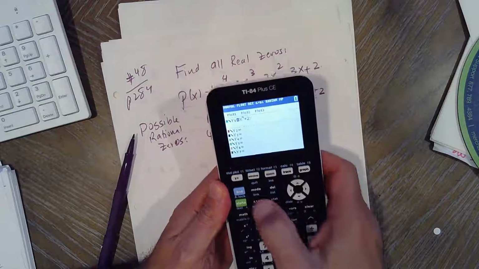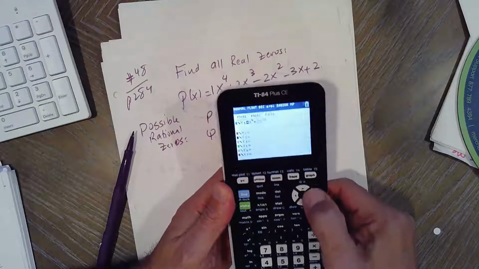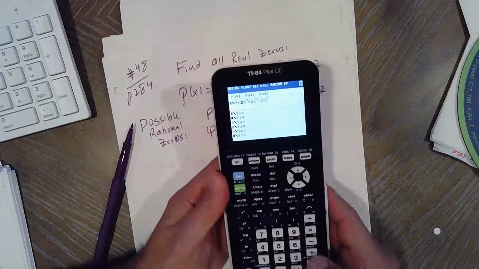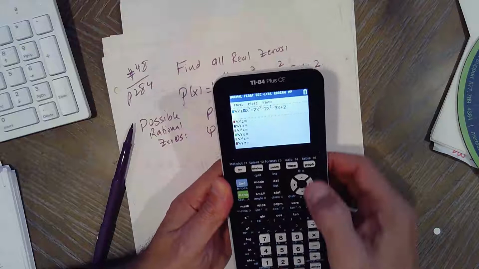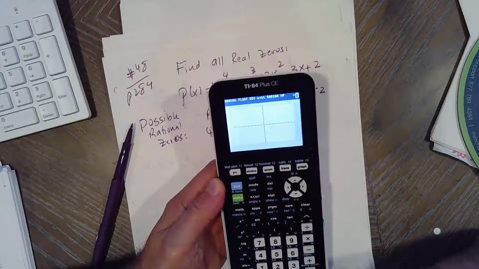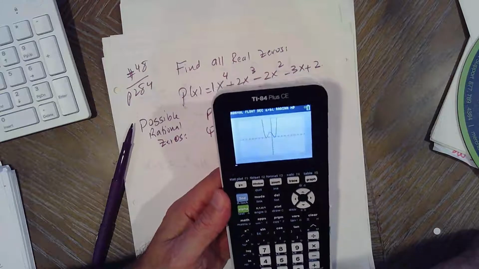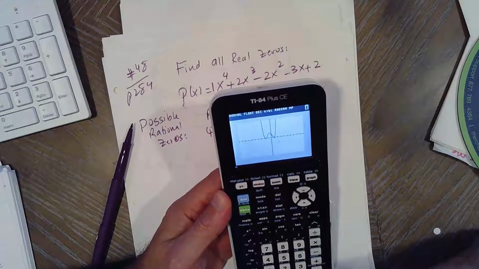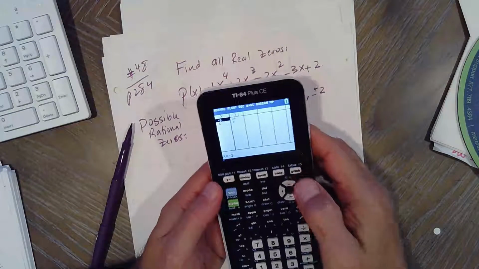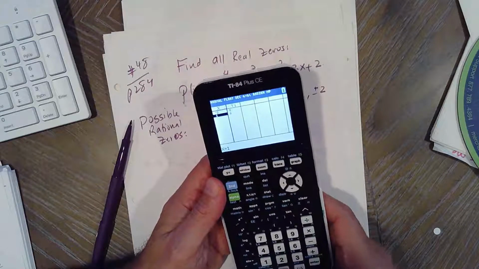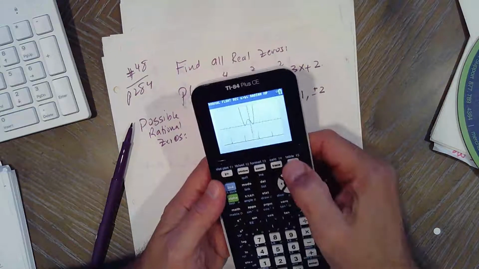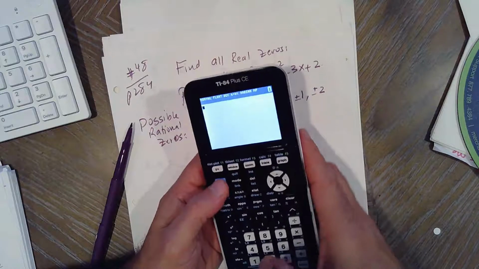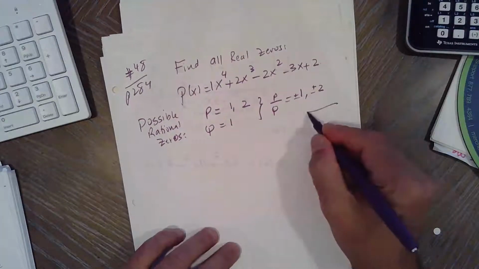X to the 4 plus 2x cubed minus 2x squared minus x plus 2. So from the calculator, it looks like negative 2 is a 0, or maybe not, I'm not sure, and 1. Well, let's see the table. Is negative 2 a 0? Yeah. Is 1 a 0? Yeah. It looks like negative 2 has an even multiplicity because it bounces off there. Okay. So negative 2 and 1.